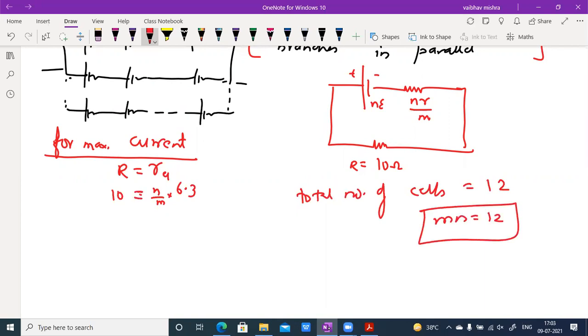यहाँ से आ जाएगा m is equal to n by 10 times 6.3. Substitute here. ये आ जाएगा n square times 6.3 by 12, which gives 120 by 63, that is 120 divided by 6.3.